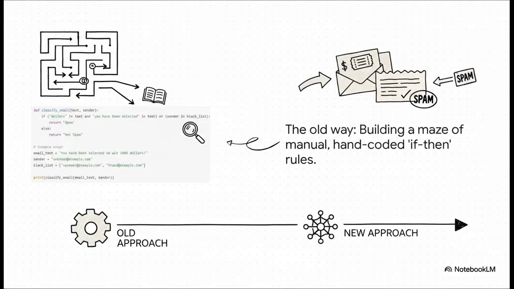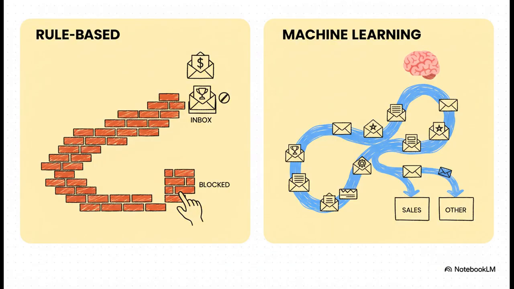Well, you've basically got two options, the old way and the new way. The old school method was to build this giant maze of manual rules. A programmer would literally sit there and write out this huge list of if-then statements, kind of like what you see here. If an email has the word "dollars" and "you have been selected," then yeah, it's probably spam. But you can probably see the problem, right? This whole approach is super brittle. What happens when a spammer just uses the word "prizes" instead of "dollars"? You've got to go back and add another rule, and another, and another.